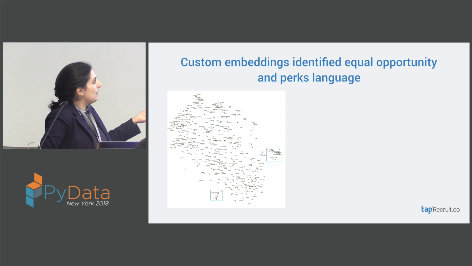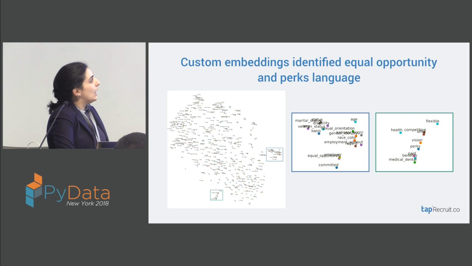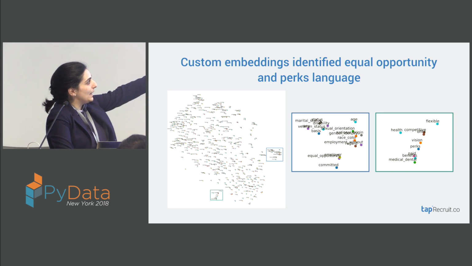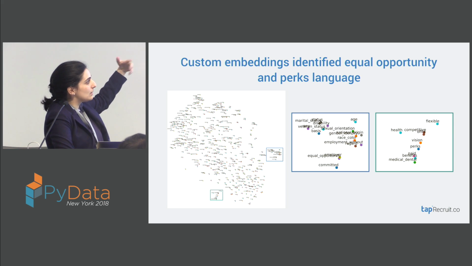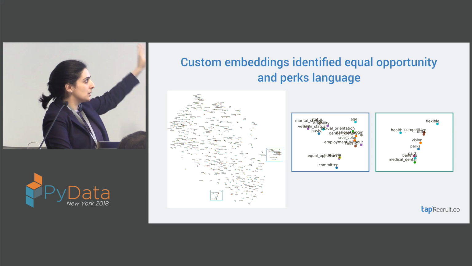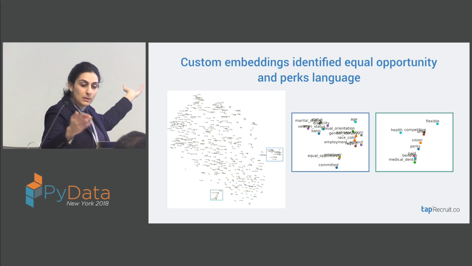So I was actually really happy to see, and I'm going to show you these two examples, these two clusters here of language: equal opportunity language, and vision, as in perks and benefits language. And we saw that there's a lot more language that goes in there because this is a top 1,000 words. We're seeing things like medical and dental, which tend to be the most common, right?